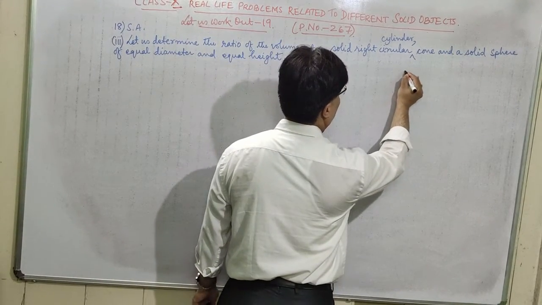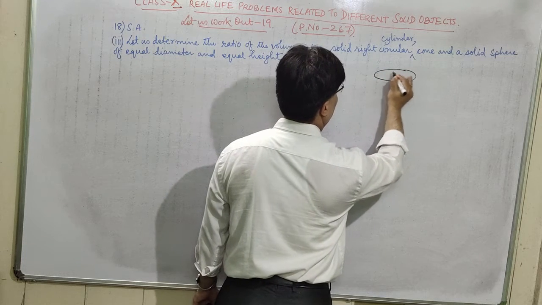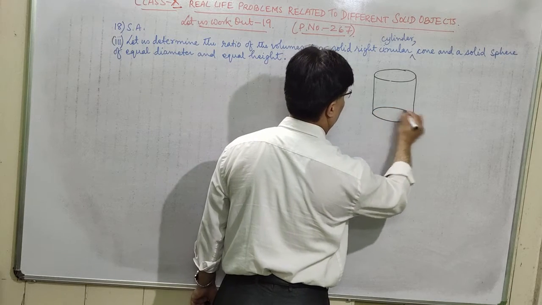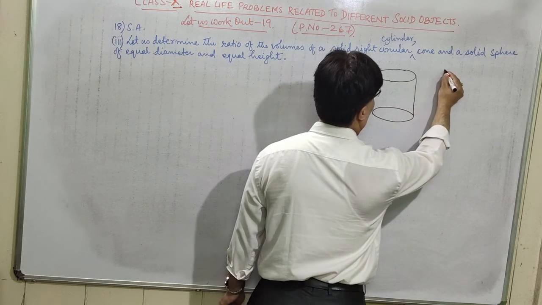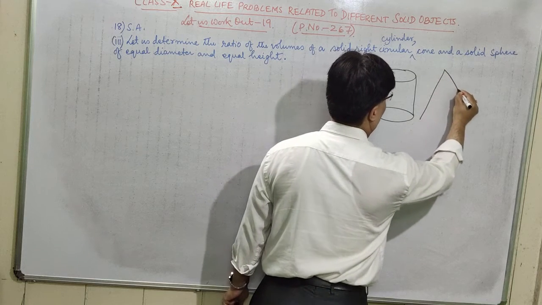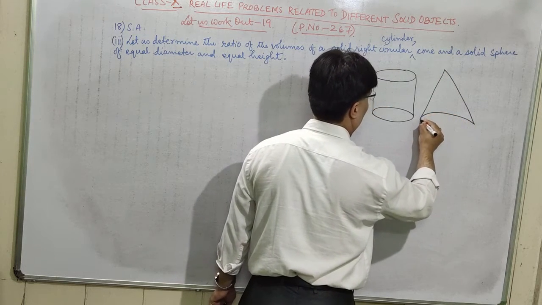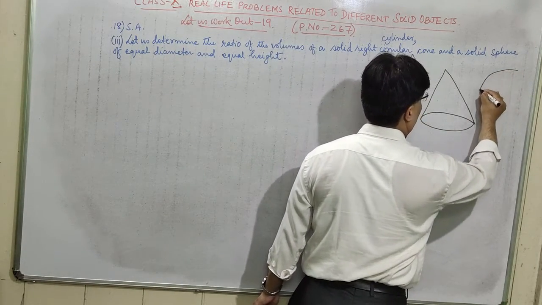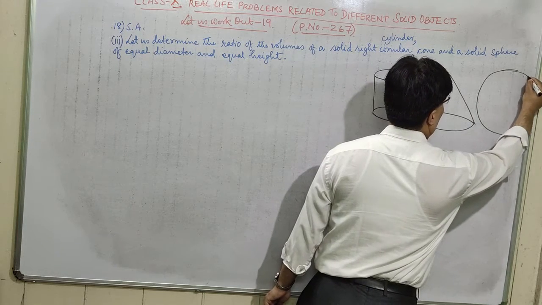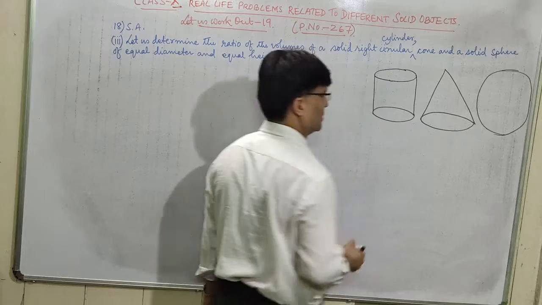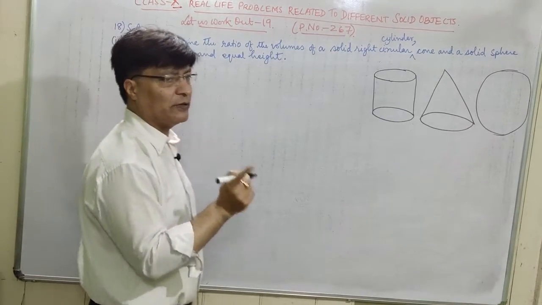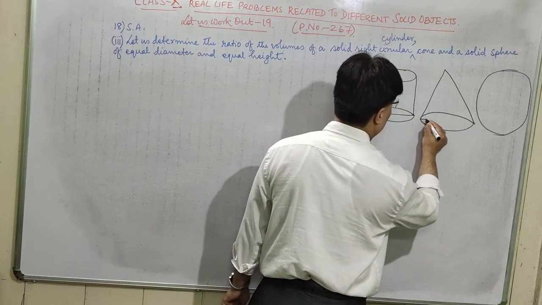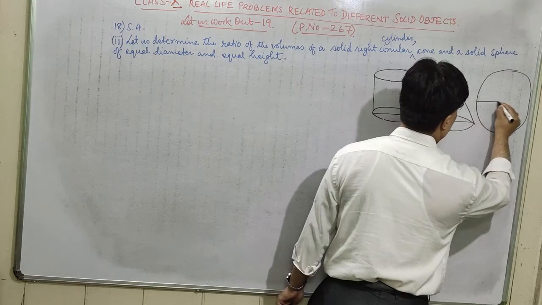So first one is a cylinder, right? So cylinder is this one. And the next one is the cone. This is the cone. And the third one is a sphere, right? So let us draw the sphere here. So this is the sphere. All these three figures have got the same diameter. So this is D, this is also D, this is also D.